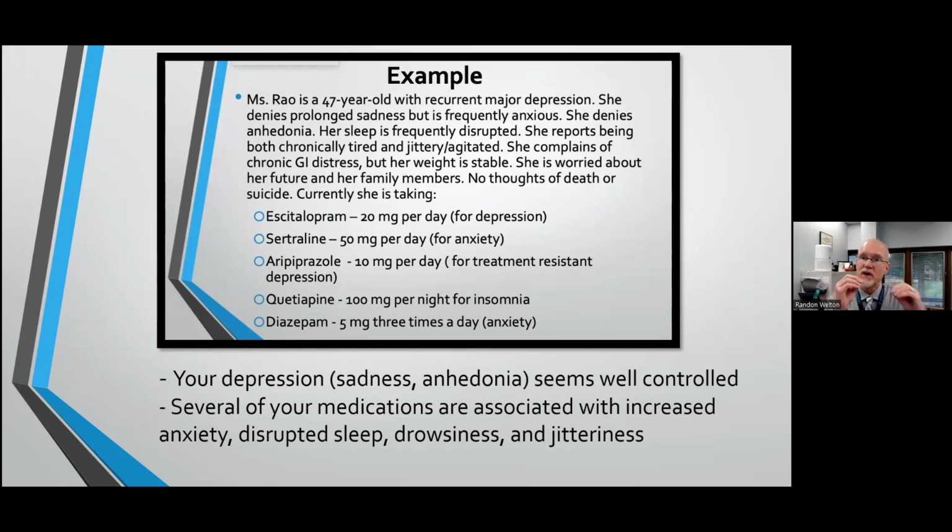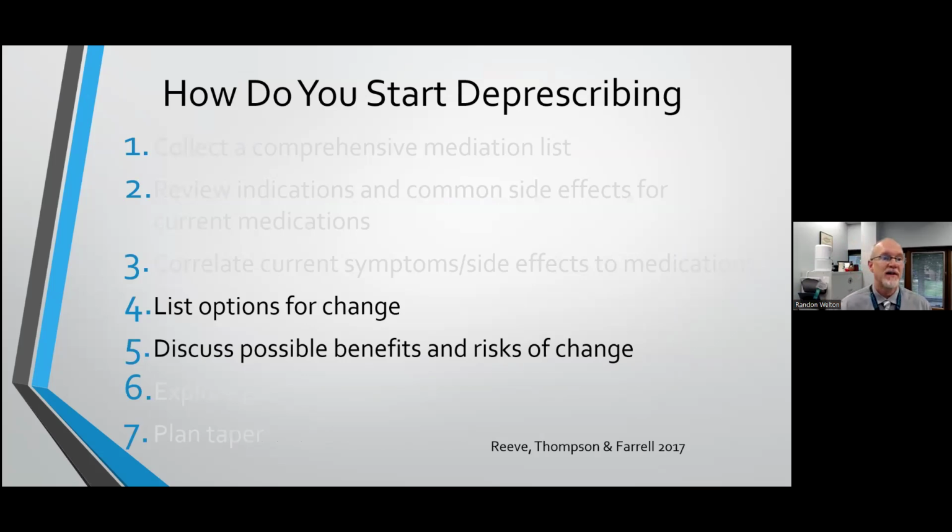So what are the medicines that they're on? What are the indications and the common side effects? And you start to work with the patient to correlate potential side effects with the symptoms they're experiencing. Then you list the options for change. What are reasonable options? We have identified in this patient several of them that are reasonable. And then you discuss the possible benefits and risks of change. Why might we want to do this? Why might we want to leave things well enough alone?